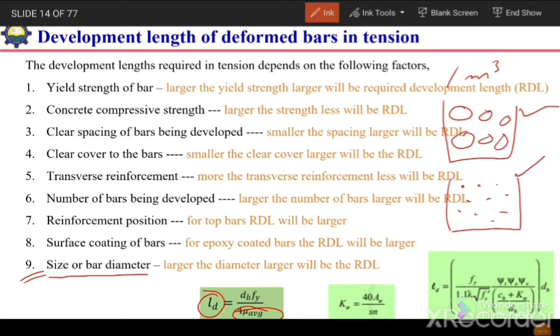For larger diameter bars, the required development length is high. So that's why when calculating the development length under tension and we see the required development length is more than the section of the member or the length of the span of the member, in that case we reduce the diameter of the bar to accommodate the bar inside the concrete.